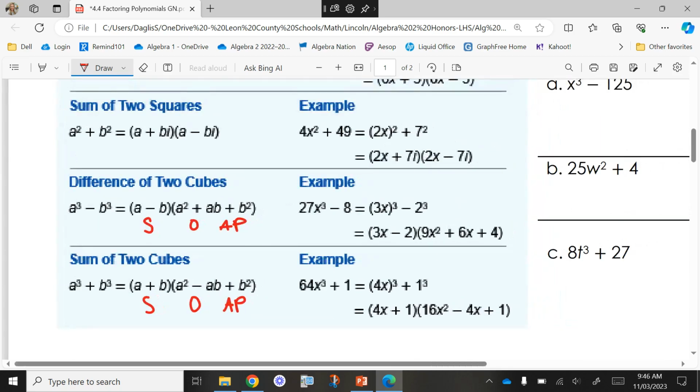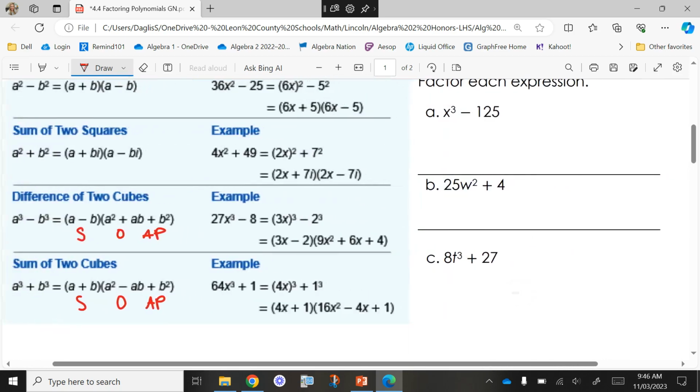So our first two are conjugates. One's a real conjugate, one's a complex conjugate. Our last two with our cubes, we're going to use SOAP. Okay? So let's do some examples over here.